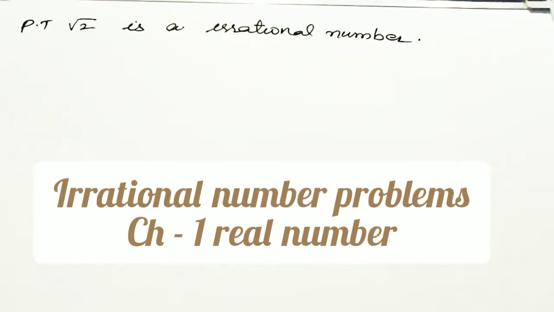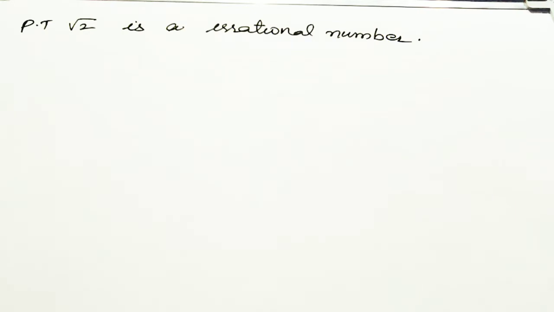In our previous video we discussed the introduction of irrational numbers, and we discussed some theory to prove that root 2 and some other numbers are irrational. In this video we will discuss how, by using that theorem, you will prove that a number is irrational. Okay, root 2 is an irrational number.